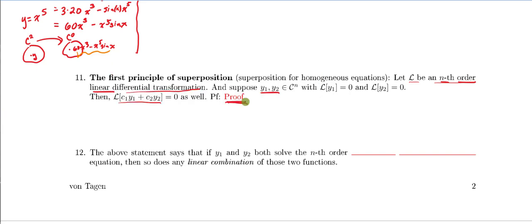So the upshot of this proof that we've just looked at is it says that if y1 and y2 both solve the same nth order linear homogeneous equation, then so does any linear combination of those two functions. And now we're really getting the ball rolling here.